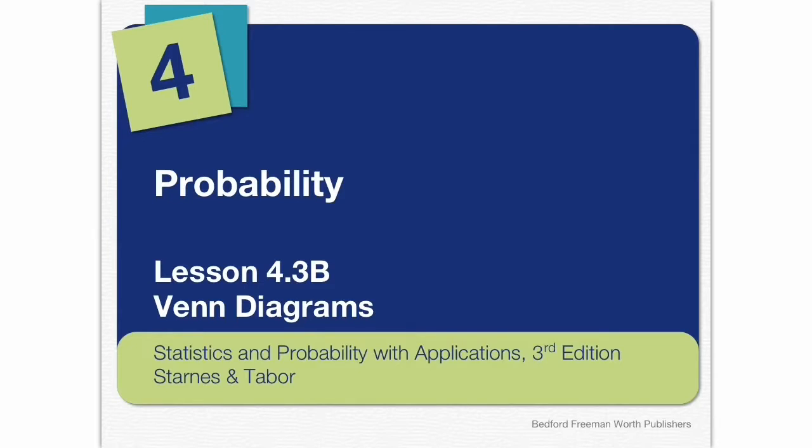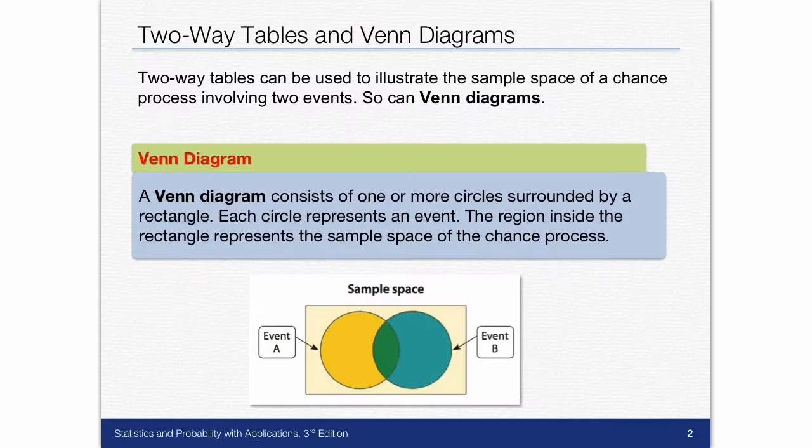Alright, in this video we're doing 4.3b. It's probability again, but this time we're talking about Venn diagrams. Two-way tables can be used to illustrate the sample space of a chance process including two events. So can Venn diagrams. Same information, just a different way of showing it.